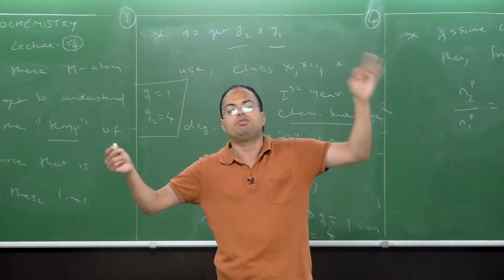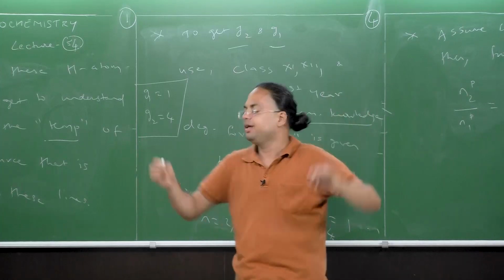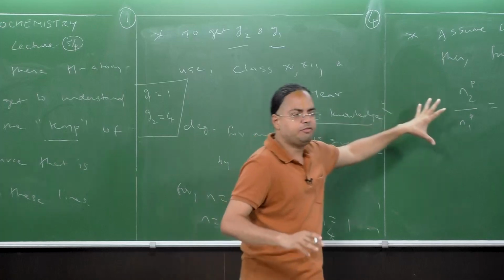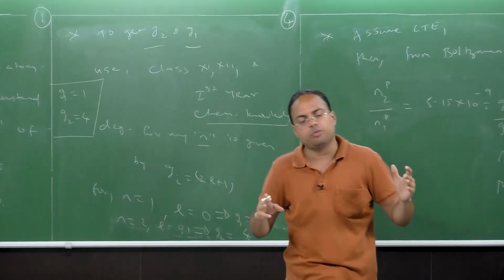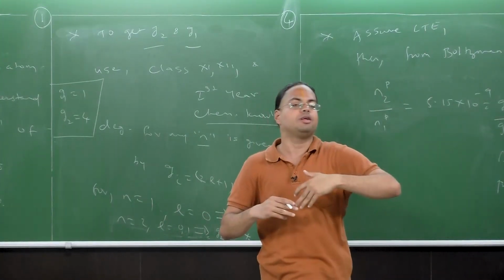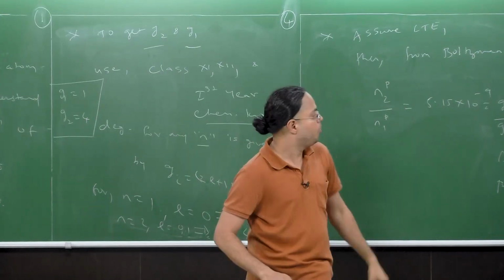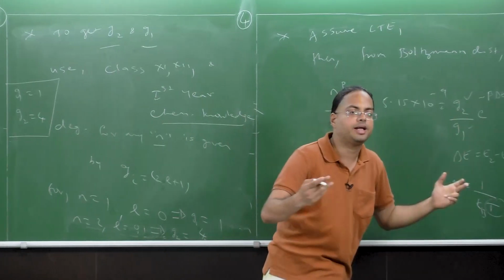Now the p orbital is threefold degenerate itself, so that's going to be 3 and this is going to be 1. And recall that we're not talking about any influence of any magnetic field or anything, so we can assume that all the 3 p orbitals are degenerate. Okay, so we have now obtained the G1 and G2. What about delta E? How do I get delta E?